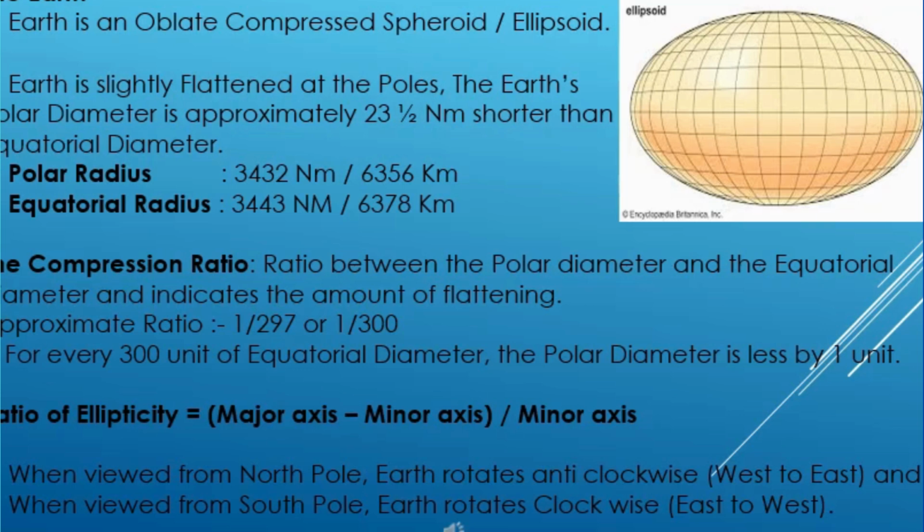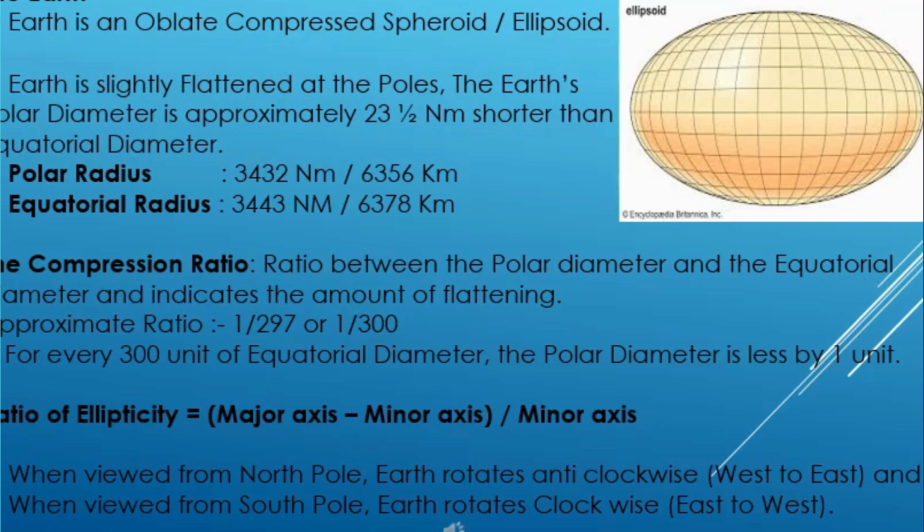So for the Earth, this approximate ratio is 1 upon 297, and we just count it for easier calculation. We count it as 1 by 300. So for every 300 units of the equatorial diameter, the polar diameter is less by 1 unit. And the ratio of ellipticity: the compression ratio's second name is the ratio of ellipticity. And the formula is the major axis minus minor axis upon the minor axis.